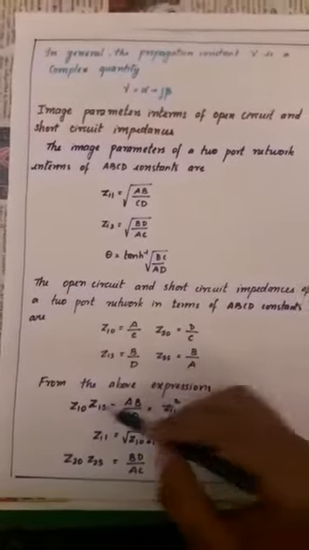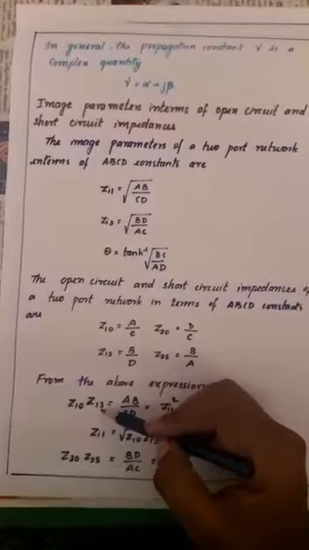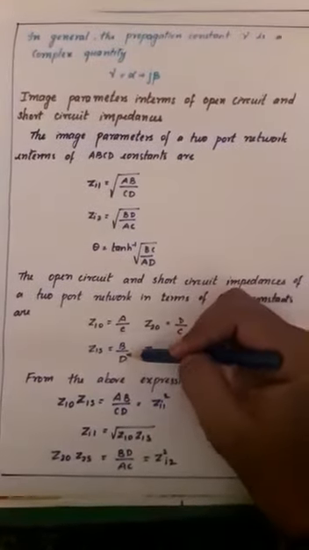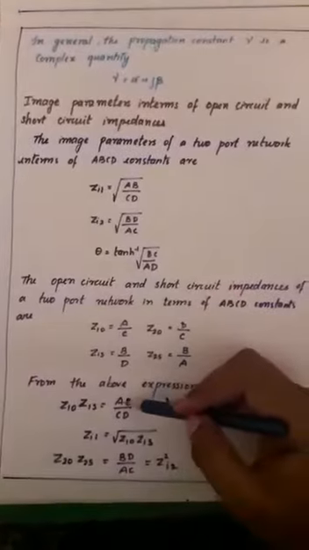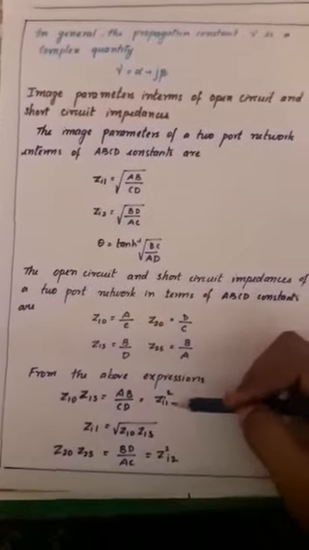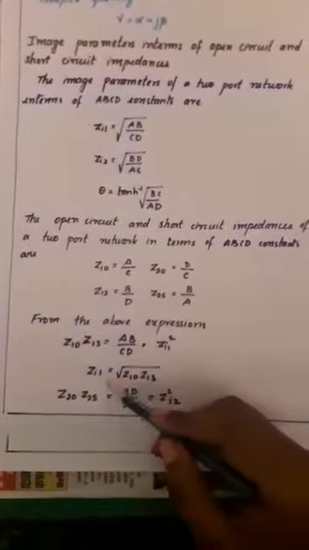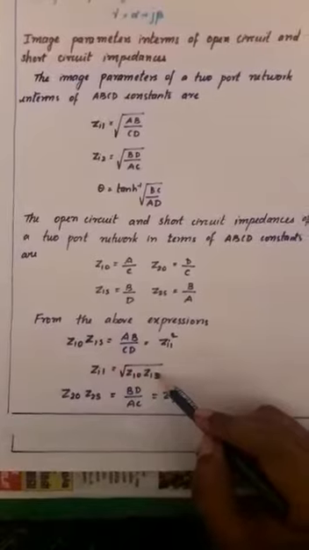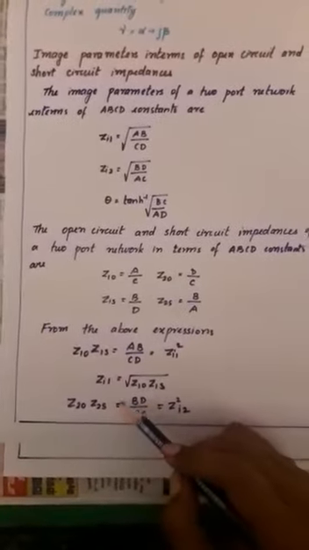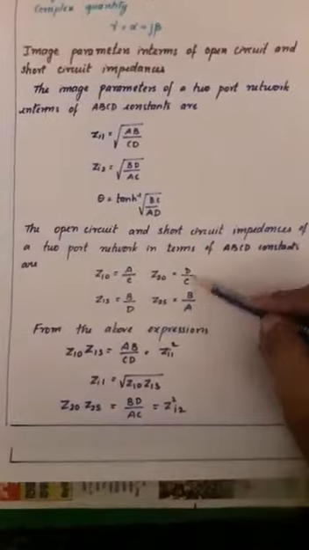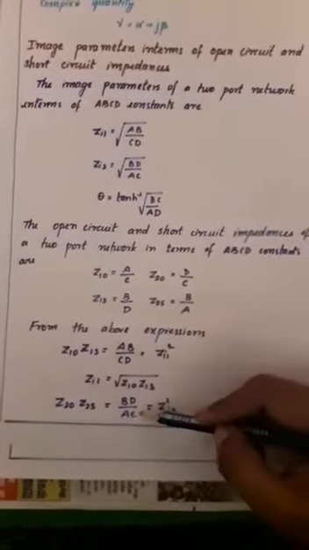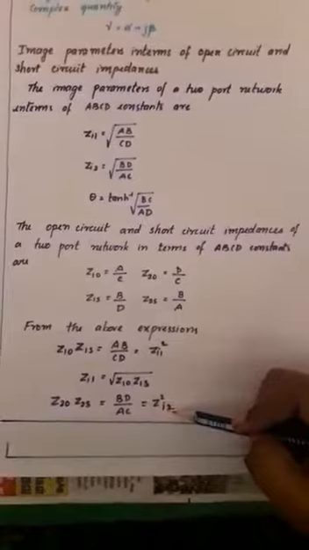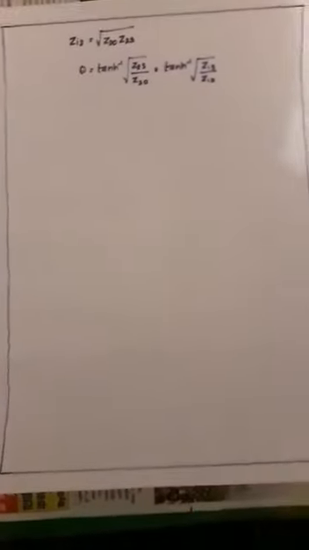From the above expressions, we see that Z10 Z1s equal to AB by CD. Then AB by CD equal to Zi1 square. Then Zi1 equal to root of Z10 Z1s. Then Z20 Z2s equal to BD by AC. Then BD by AC equal to Zi2 square. Then Zi2 equal to root of Z20 Z2s.